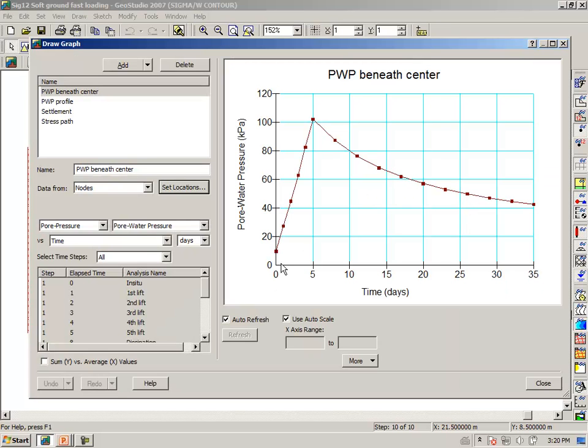Show the graph, and we see here that we have the pore water pressure increasing as we place each lift: 1, 2, 3, 4, 5, and the peak pore water pressure at that particular point in the domain after we've placed our last lift to complete the embankment. Then we see the pore water pressure dissipating with time as the consolidation takes place.